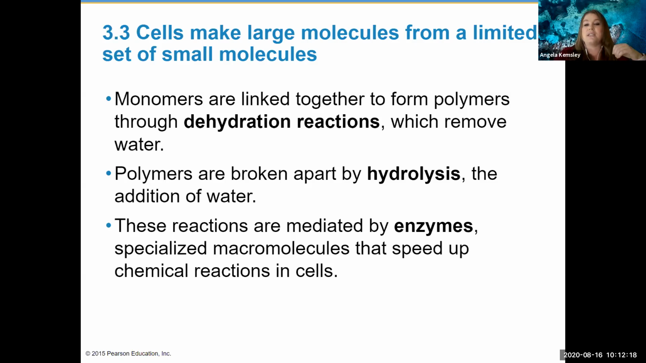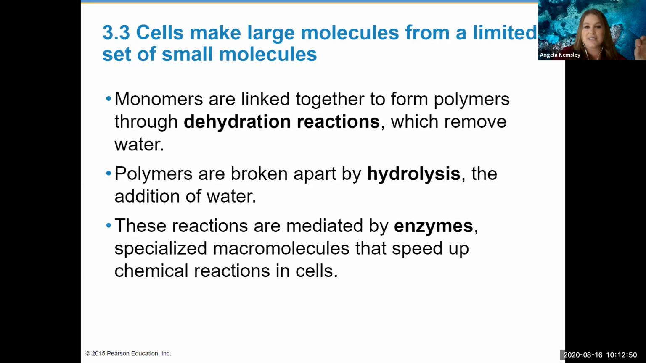Polymers are broken apart by a process called hydrolysis, which is adding water. So if we have two monomers and we want to link them together, we're going to do a dehydration reaction. So we're going to remove a water, which then links them together. If we want to break a polymer apart, that is through a process called hydrolysis. So dehydration reactions link them together. Hydrolysis breaks them apart. We're going to take a look at a picture of this in just a minute.